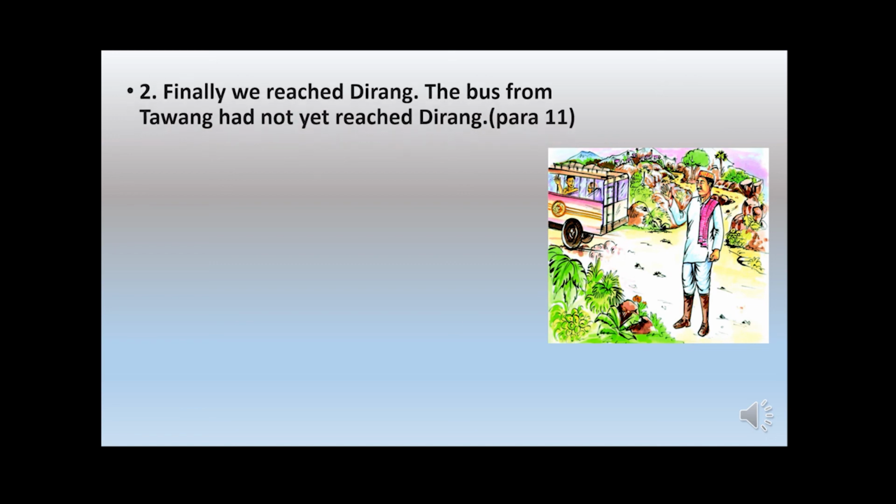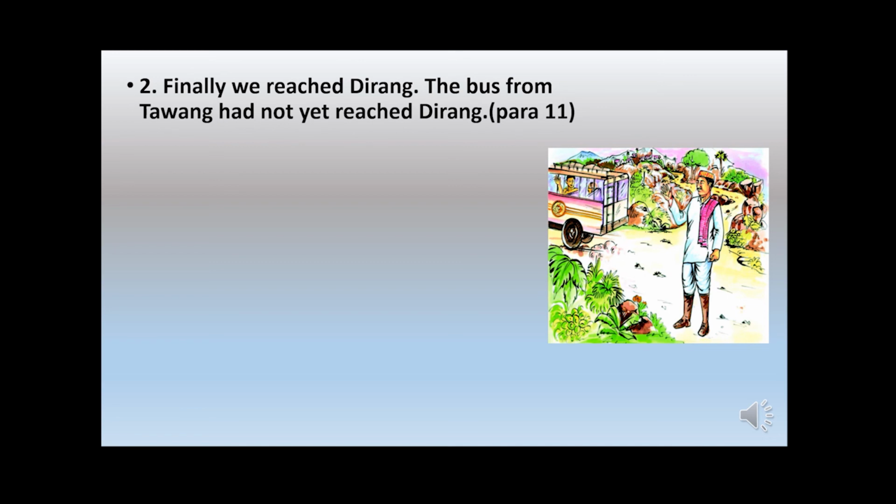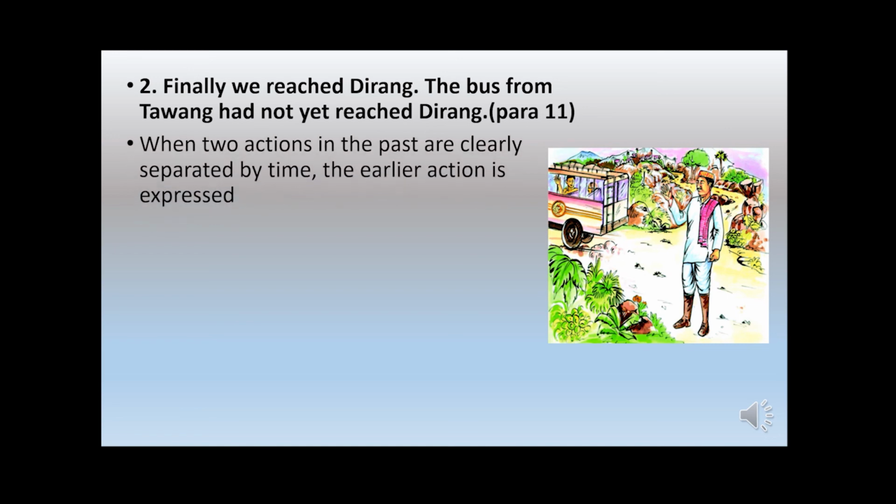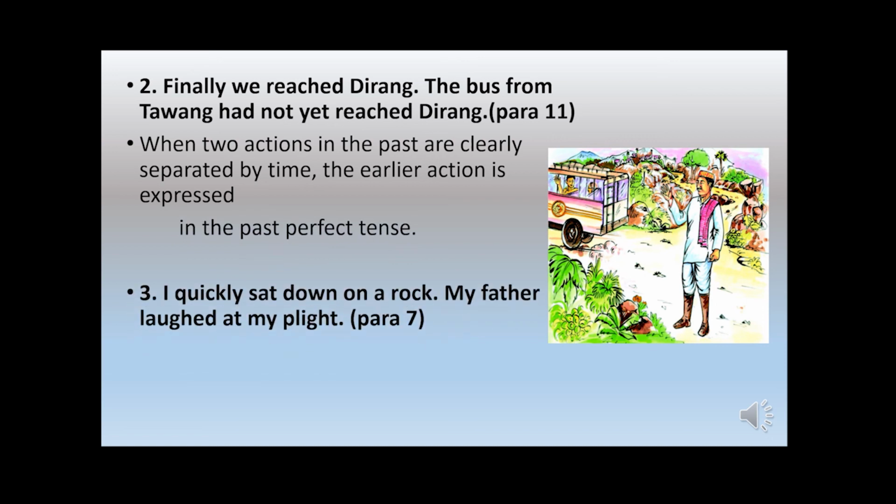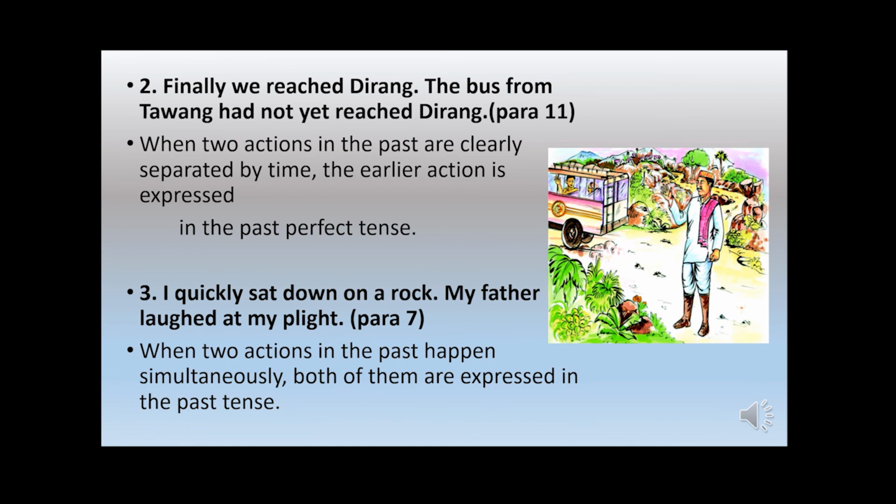Children, we already learned some rules in the previous slides. Let's learn from the examples given in the textbook. Finally, we reached the rank. The bus from Tawang had not yet reached the rank. When two actions in the past are clearly separated by time, the earlier action is expressed in the past perfect tense. When we go to the third example, I quickly sat down on a rock. My father laughed at my plight. Here, when two actions in the past happen simultaneously, both of them are expressed in the past tense.